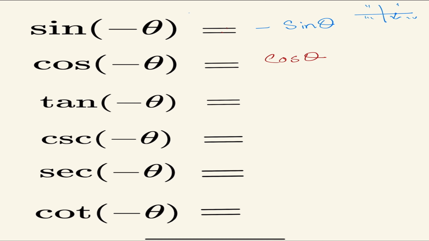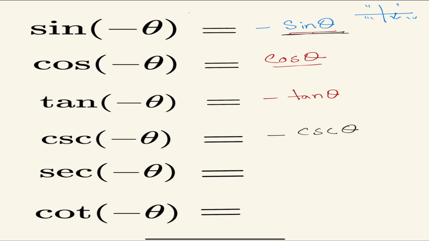So tan, since one of them is negative, tan is going to be negative also. So tan of negative theta, since tan is the ratio between sine and cosine, is going to be negative tan theta. For cosecant, it is the opposite of sine, right? So if sine is negative, cosecant is going to be negative too.